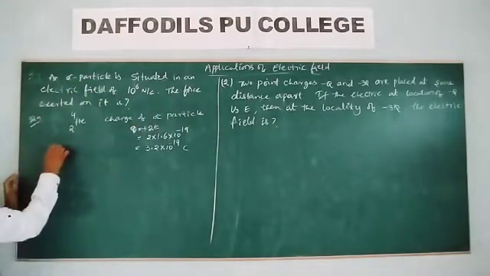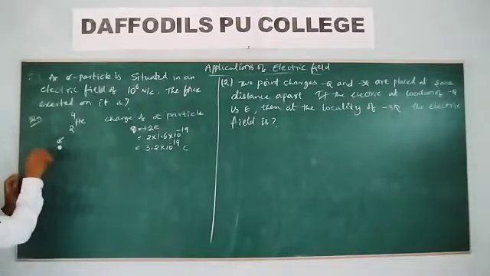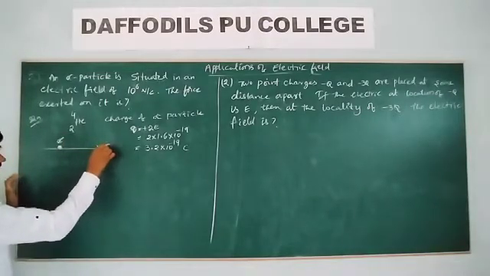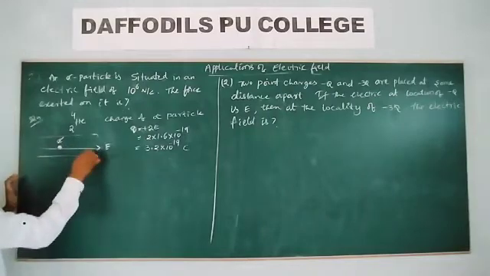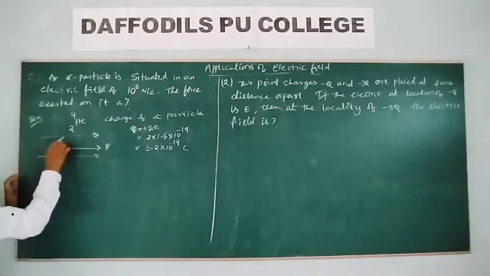Let me take here, if it is an alpha particle and it is placed in the direction of the electric field, in a uniform electric field, then what is the force acting on this alpha particle?